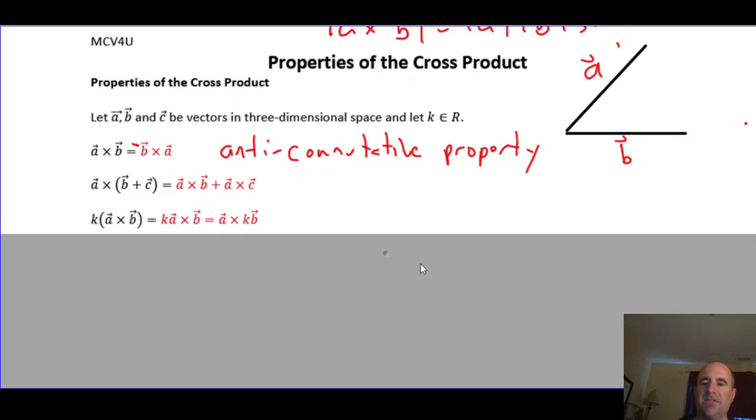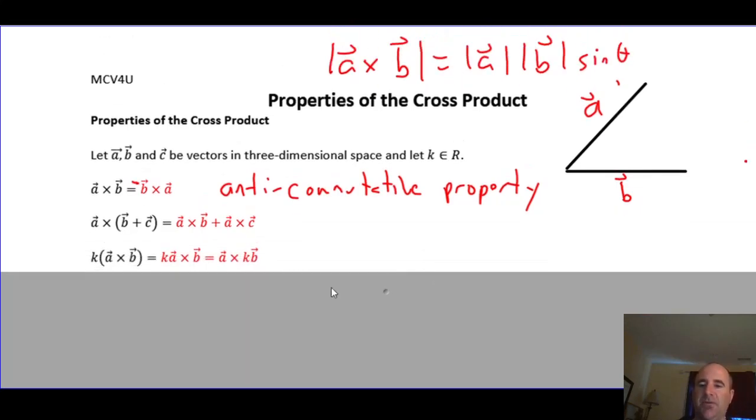Next, we have the property of scalar multiplication. This shouldn't be surprising either. If you want to take a cross product and apply scalar multiplication to it, you could instead just apply the scalar multiplication to either the first or the second vector.